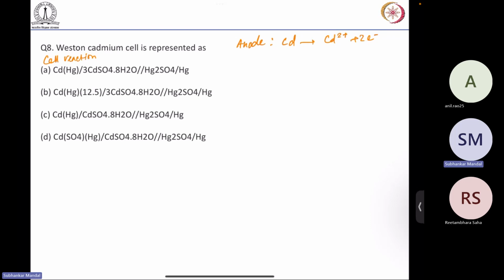And in the cathode, it will be Hg2SO4 plus 2 electrons. Reduction will happen. So 2Hg plus SO4 2-. So if you write the overall reaction, what will it be? Cadmium plus, sorry.